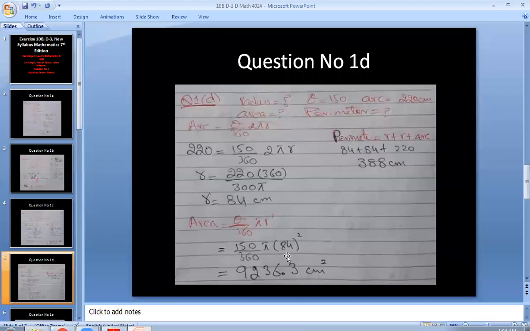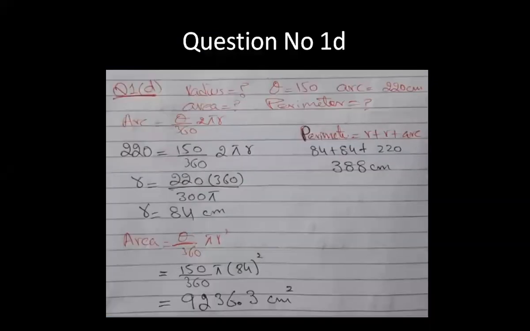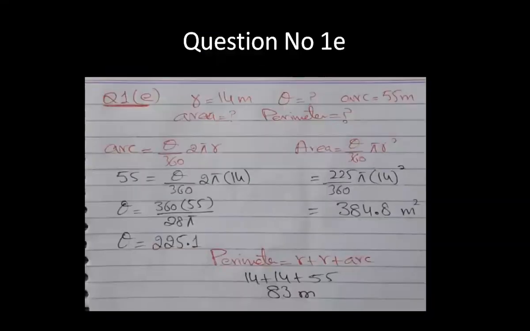So let's go to the solution and let's see how we have solved it. So E part, the radius is 14 meter, the theta is the question, the arc length is 55 meter, the area of the sector is the question, the perimeter of the sector is the question.